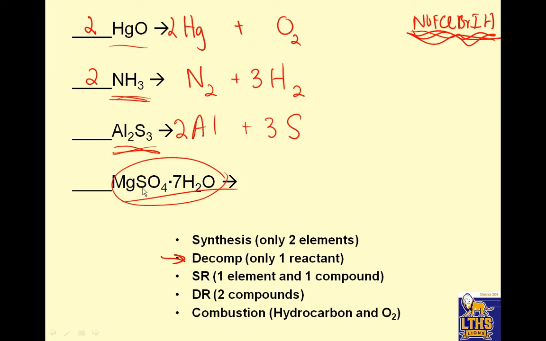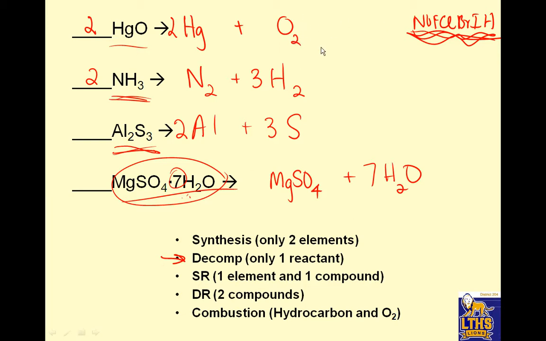Instead of breaking down into its elements, it breaks down into the 2 compounds that it is. So we're going to get a magnesium sulfate and some water. Okay. So then you say, oh, there's a 7 there, so I need a 7 there. These are all decomp because it's 1 reactant. The only thing missing here is states of matter, and I'll get to states of matter in a little bit.